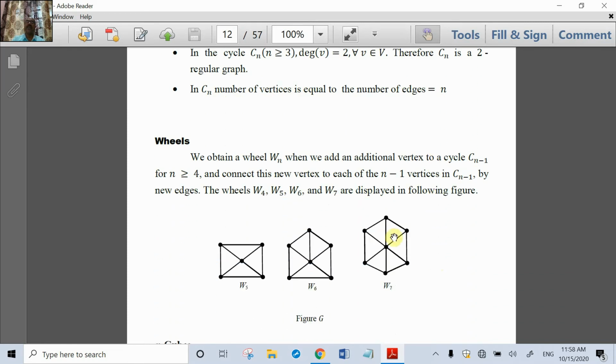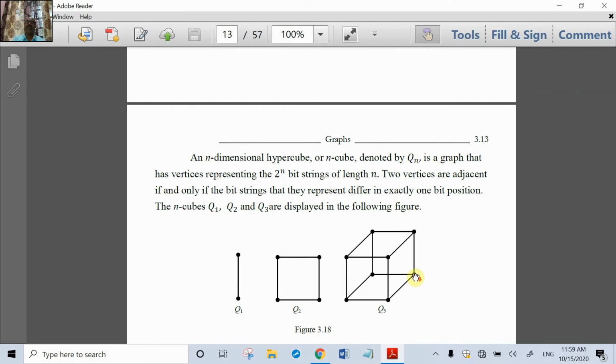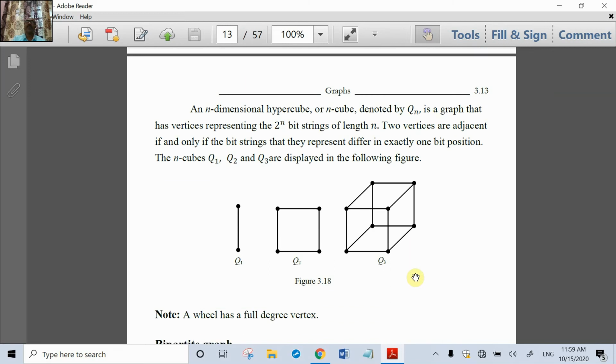Now, wheel means you consider a cycle C n minus 1 and a central vertex, and you add the central vertex to every vertex of C n minus 1. That is called a wheel. These are W4, 5, 6, 7 displayed here. Now, this is n-cube. It contains 2 power n vertices, denoted by zeros and ones. Two vertices are adjacent if they differ in only one position.